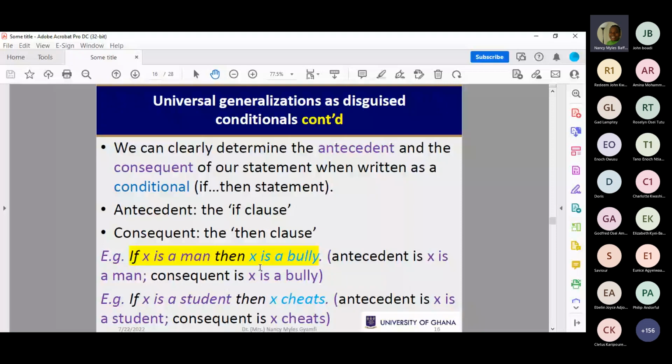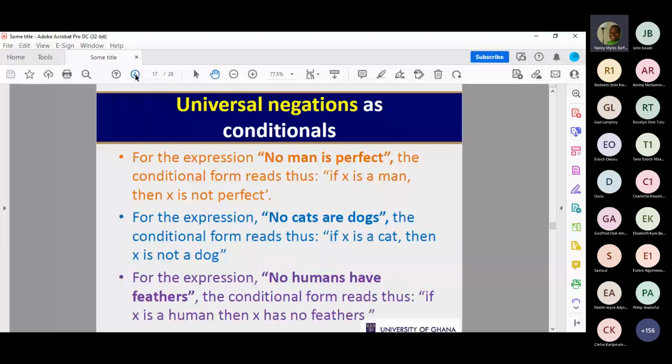So now we can continue. Now, let's see if there's something else I can top up with here. The one we gave you for universal negations, I put something in the slides for you. No man is perfect. If X is a man, then X will not be perfect. Why? Because it's a universal negation. So you have done that. No cats are dogs. If X is a cat, then it is not a dog. No humans have feathers. If X is a human, then X has no feathers.